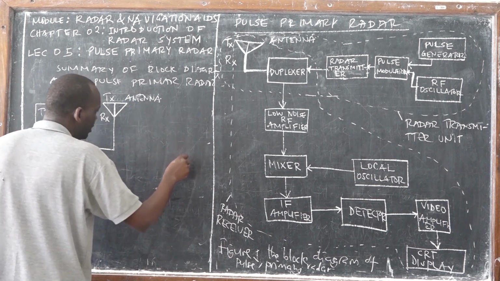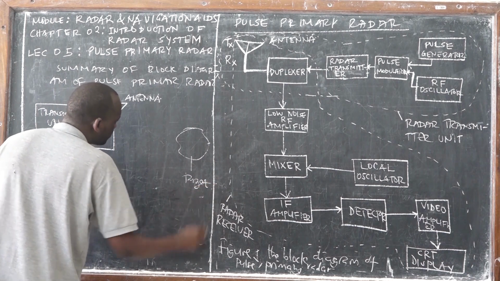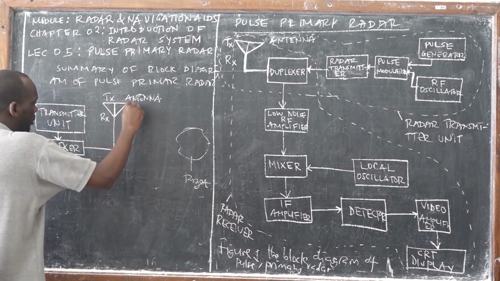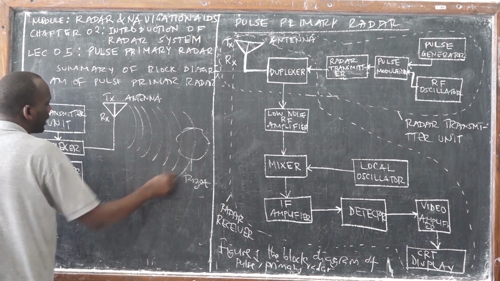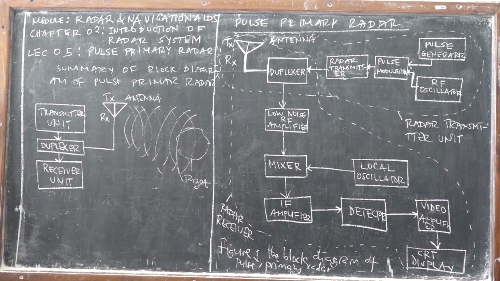Remember that we might have a target here. The antenna will be propagating electromagnetic waves toward the target, and then the target will be reflecting some of it. So this is the summary: the transmitter, receiver, duplexer, and the antenna. First of all, the duplexer links the transmitting unit and the receiver unit to the transmitting and receiving antenna. Are we together?